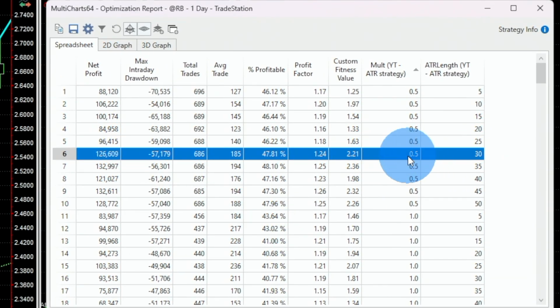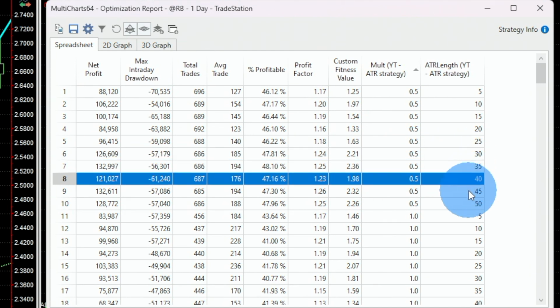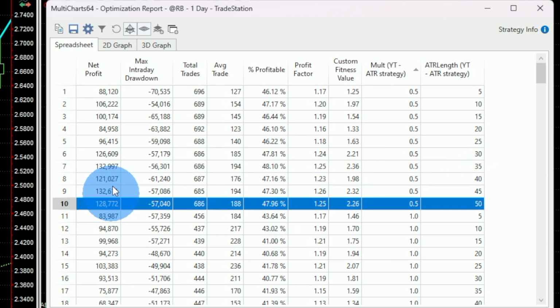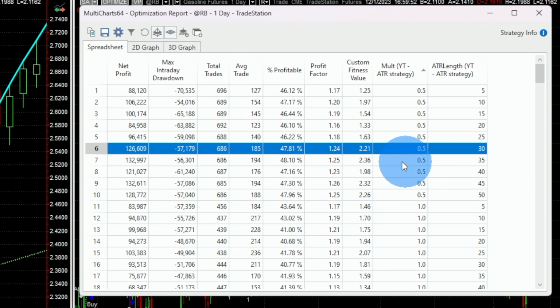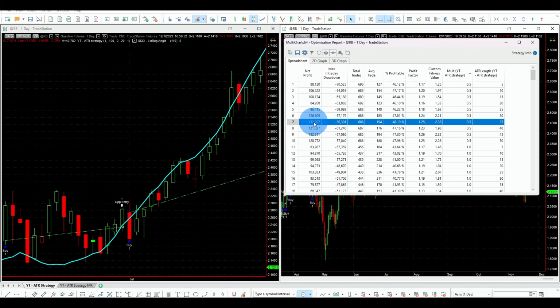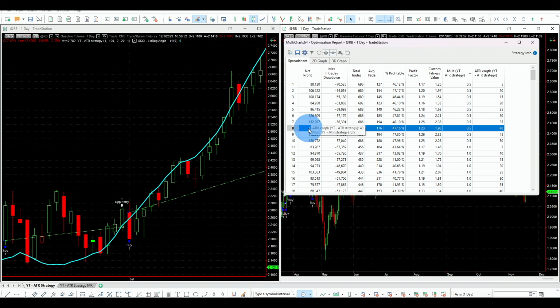So this is 0.5 multiplier and different speeds. So 30, 35, 40, 45, and 50, they are all making good trades. So the average trade is very close, number of trades is very close, and the drawdown and net profit is good also. So overall, if I want to use the ATR, then this would be a stable region, maybe 0.5 and 35. So this is the multiplier and this is the look back, even though this makes less profit than this one. But remember, this is an overfit strategy on the left.